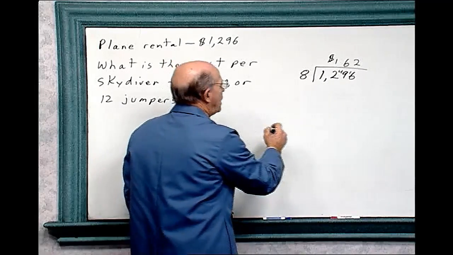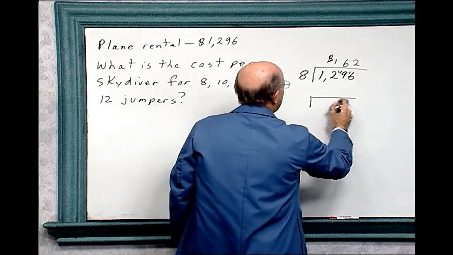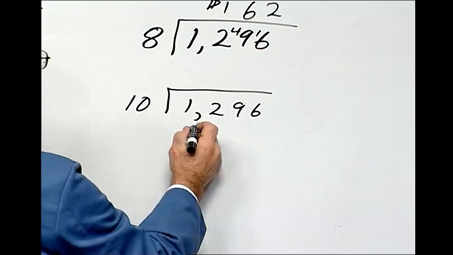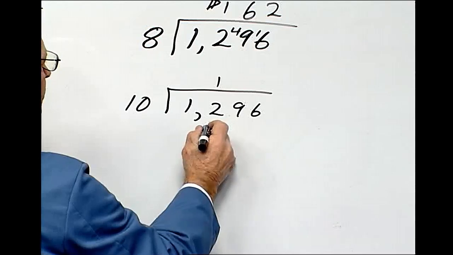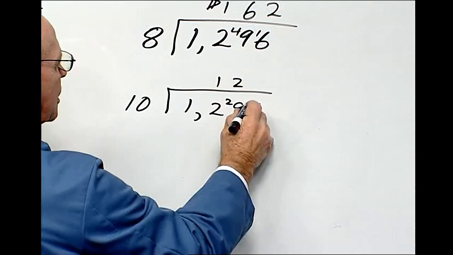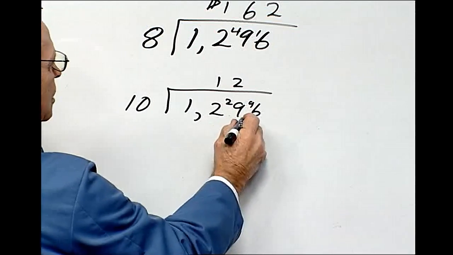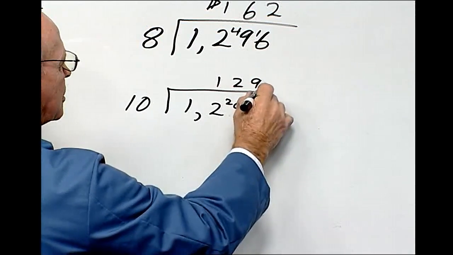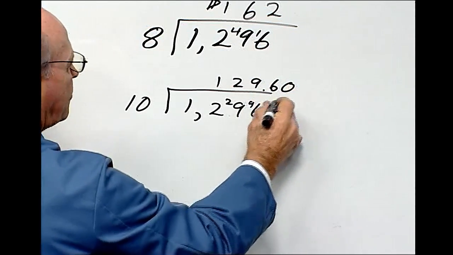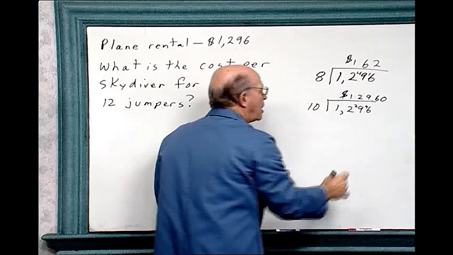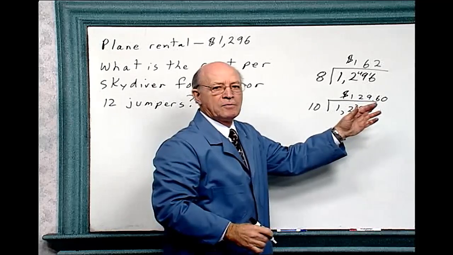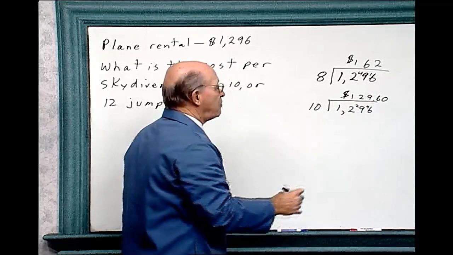Now let's figure the 10. Do the same thing for 10 skydivers. 10 goes into 12 one time, with 2 left over. 10 goes into 29 2 times, and 9 left over. 10 goes into 96 9 times. Then we put a decimal point there, and it's remaining 6, 0. And that would come to, for 10 skydivers, $129.60.